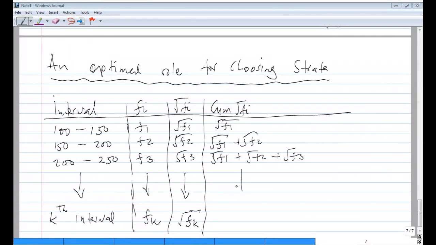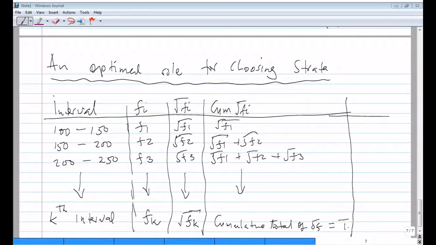Then when you go down there, the last one is going to be what? The cumulative total of the square root of f, which is represented by T in this regard. That is the last one. So now, remember, we just want to construct the strata. That is the main idea here. Okay, then this column is done.